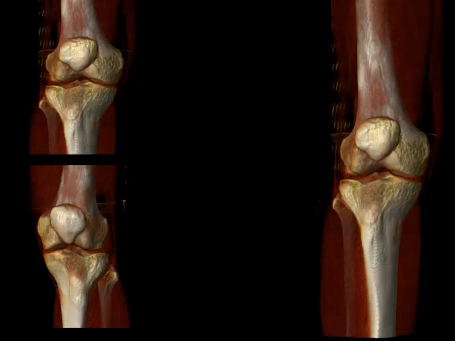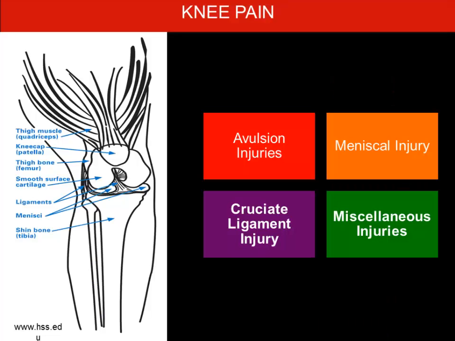That's how a normal knee joint should look. The patella in the intercondylar fossa, you have a femur, you have a tibia. The commonest causes of knee pain could be avulsion injuries, meniscal injuries, cruciate ligament injuries and miscellaneous injuries. It can be injury to soft tissue or injury to the bone.